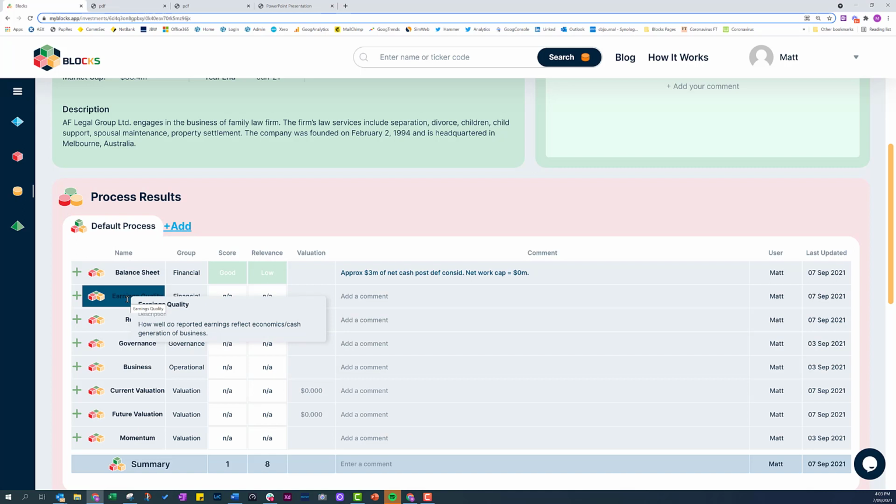The second factor in my process is how well do the reported earnings reflect the economics and cash generation of the business, this earnings quality factor. There's really two elements of that in my screen, particularly when it comes to microcaps. The first is the absolute level of cash flows. Are they cash generative or burning cash? And the second is the cash flows relative to the reported earnings.